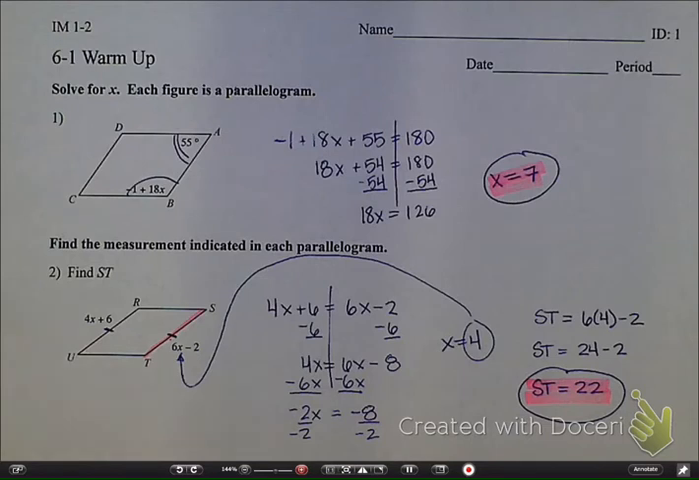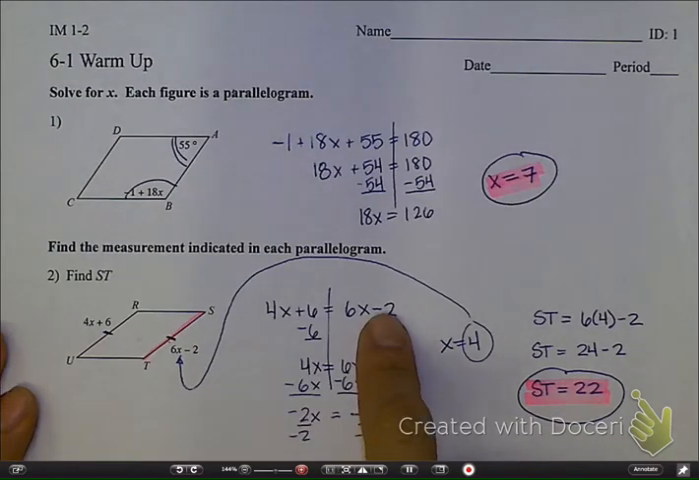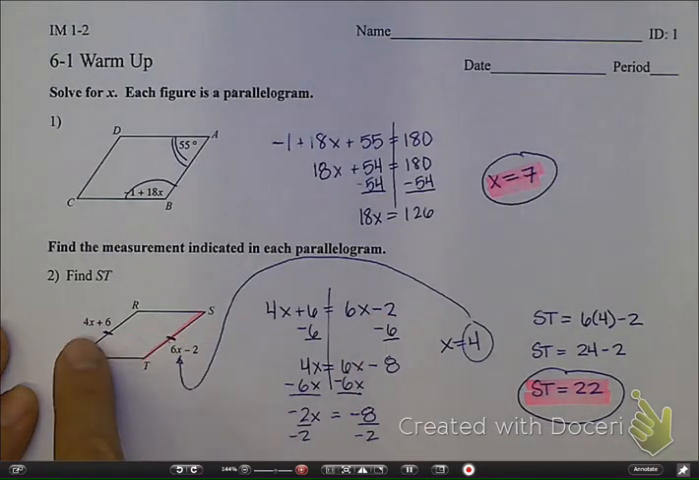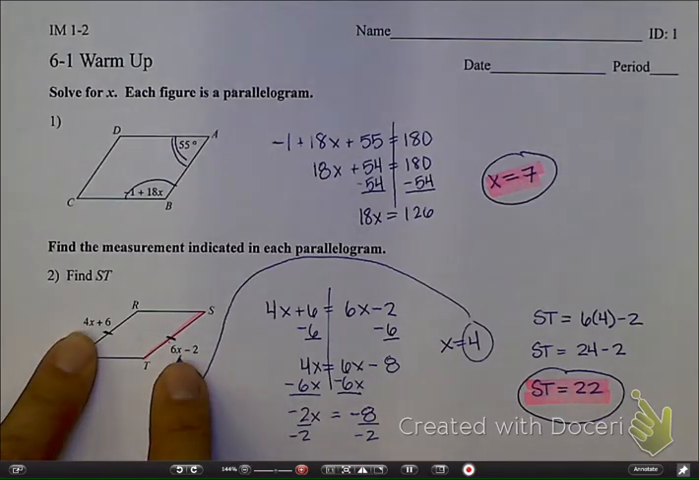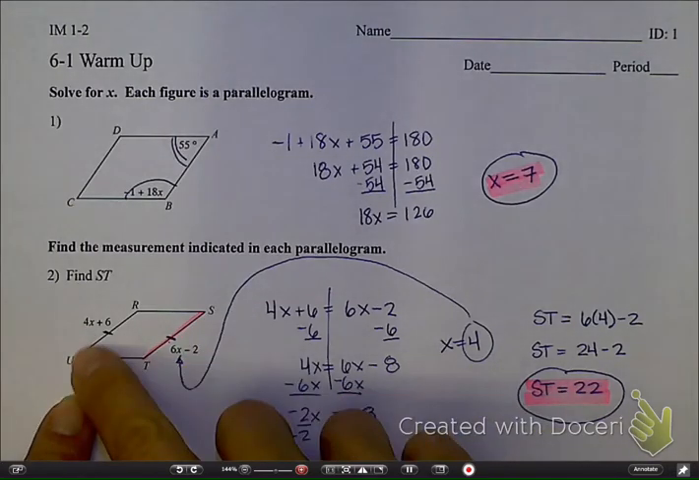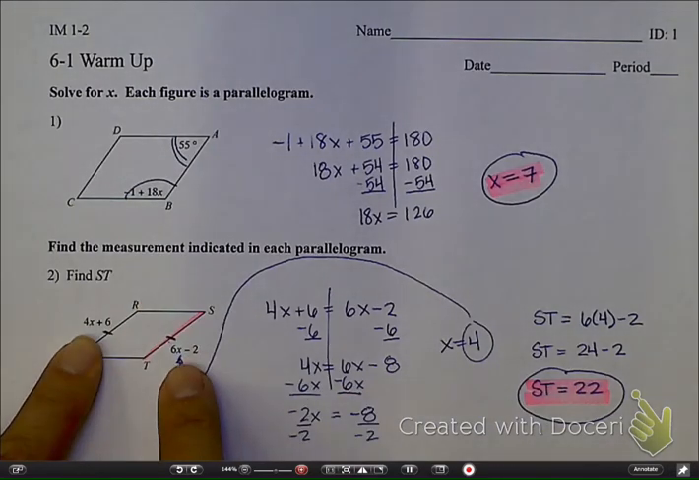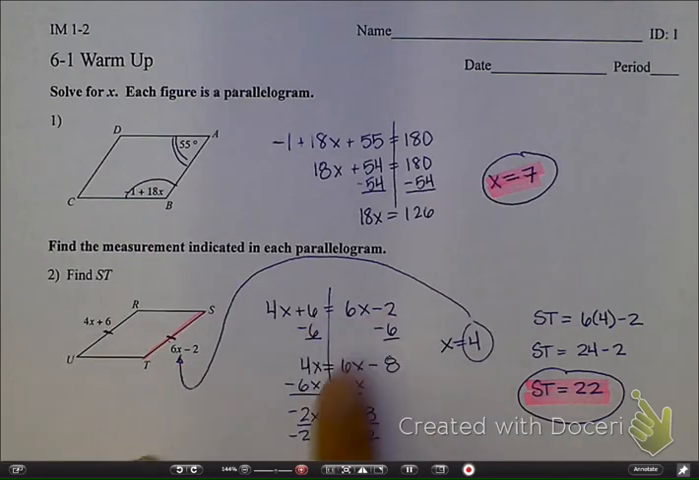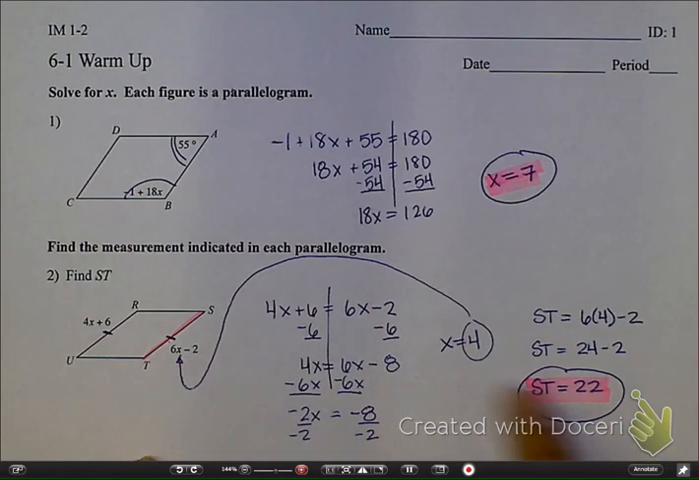Again, the reason why I set these equal is because in a parallelogram, opposite sides are congruent. So these two measurements representing each of these sides were congruent to each other. So we equal them, solve for x, plug it in, that gives us our value.